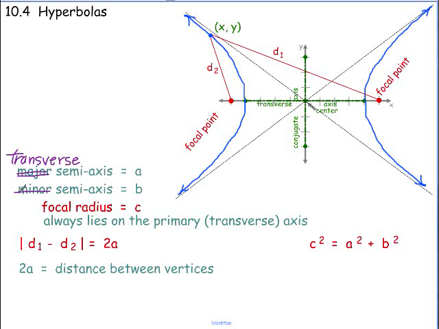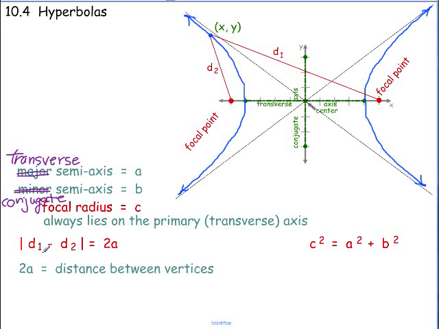And minor shouldn't be called minor, it should be the conjugate axis, right? Now I've got it correct. And the focal radius, if you think about right here, I'm making a circle around the center, is C. This is different from what we've seen before. C is longer than A.